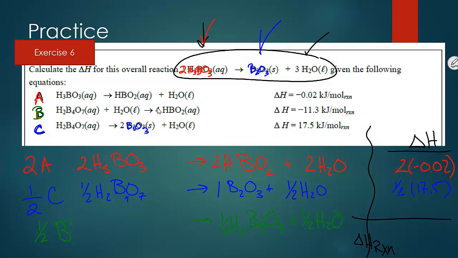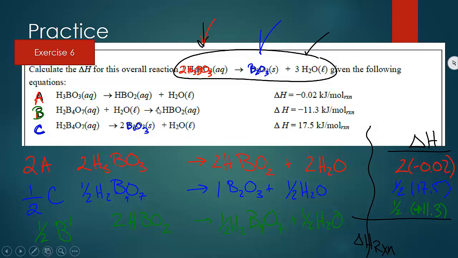So writing reaction B out, I get 2 HBO2 produce half an H2B4O7 plus a half of water. Now again, everything I did to reaction B, I need to do to the enthalpy of reaction B. So that negative 11.3, I'm going to take half of, and since I flipped reaction B, the enthalpy flips as well. So this is a positive 11.3.